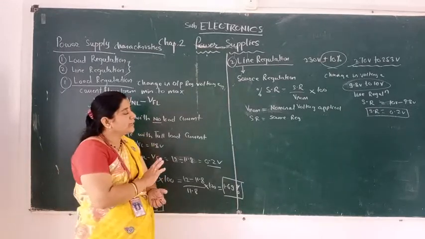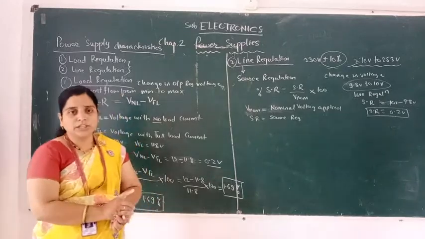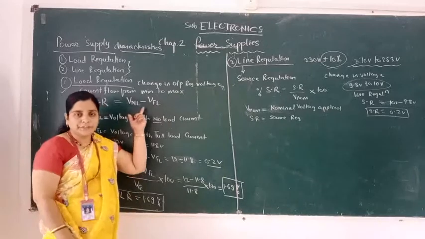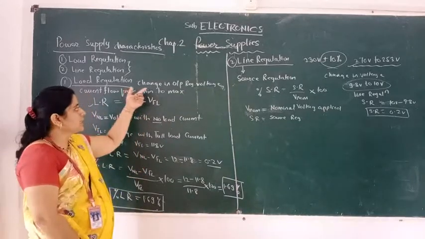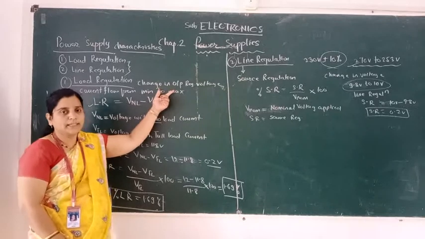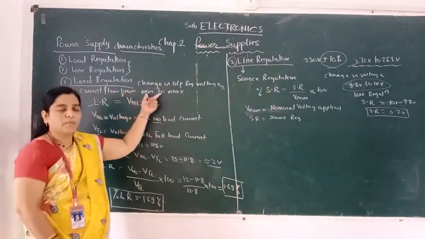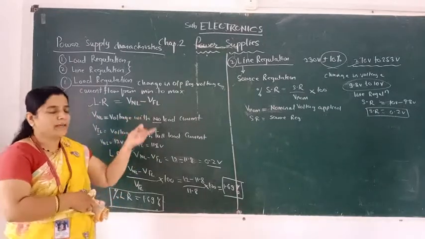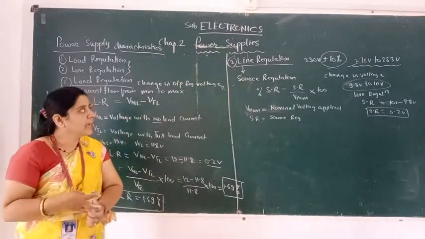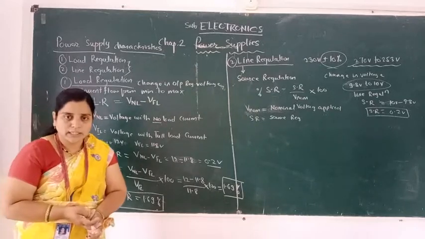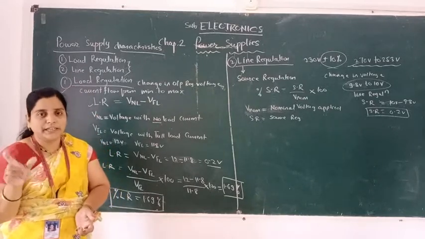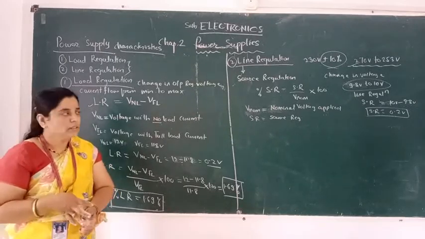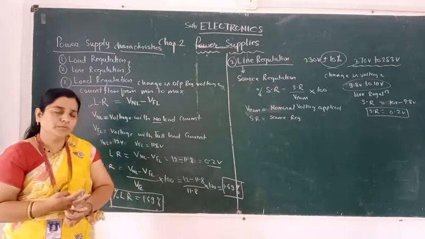So there are two characteristics, the line regulation and load regulation. In load regulation, there is a change in the regulated output voltage when current flows from its minimum value to its maximum value. The minimum value is VNL and the maximum value is VFL. And line regulation is the change within the range of 230 volt plus minus 10%. So it may be 270 volt to 253 volt.